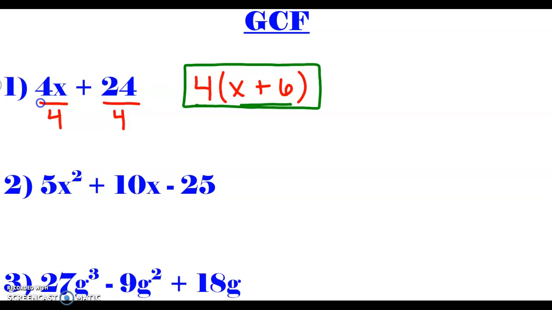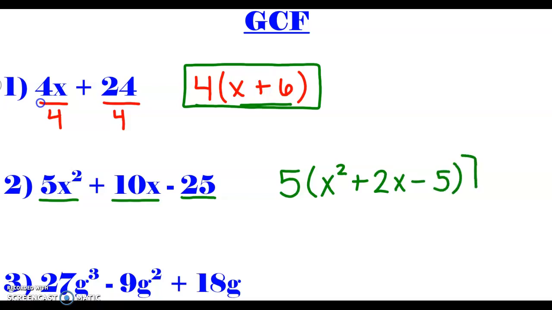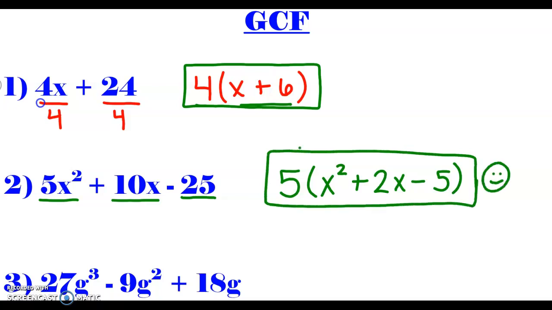5x squared plus 10x minus 25. So now we have three terms. The largest number that goes into 5, 10, and 25 would be 5. So if you brought 5 out of 5x squared, you're left with x squared. Plus 5 out of 10x, you're left with 2x. Minus 5 out of 25, you're left with 5. Because remember, if you were to multiply this back out, if you were to go through and distribute this, you should be right back to where you started.